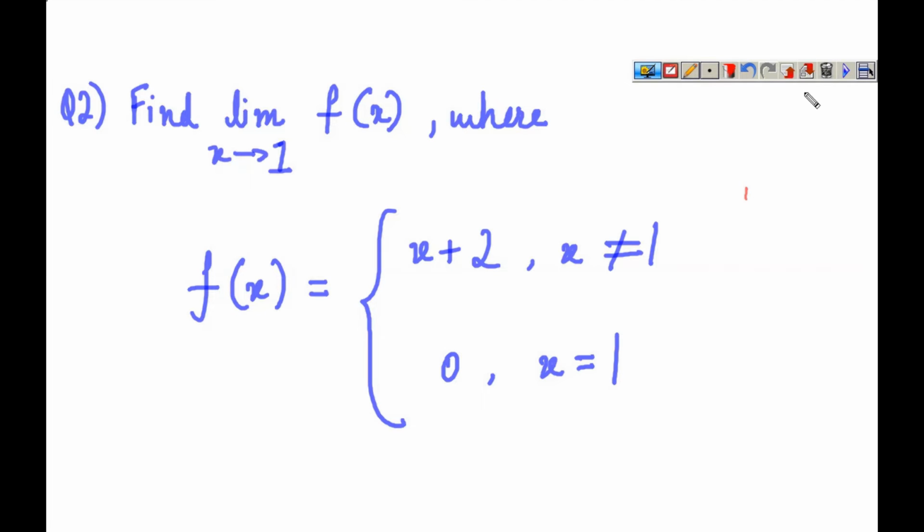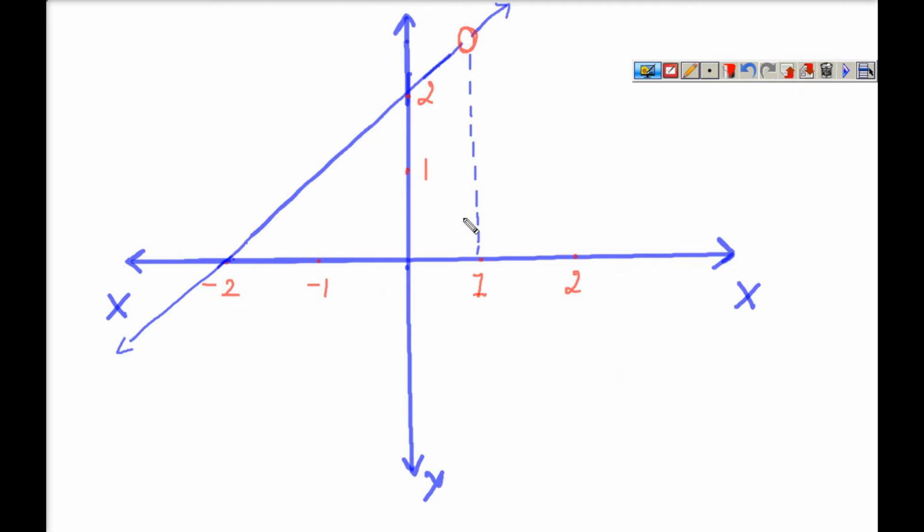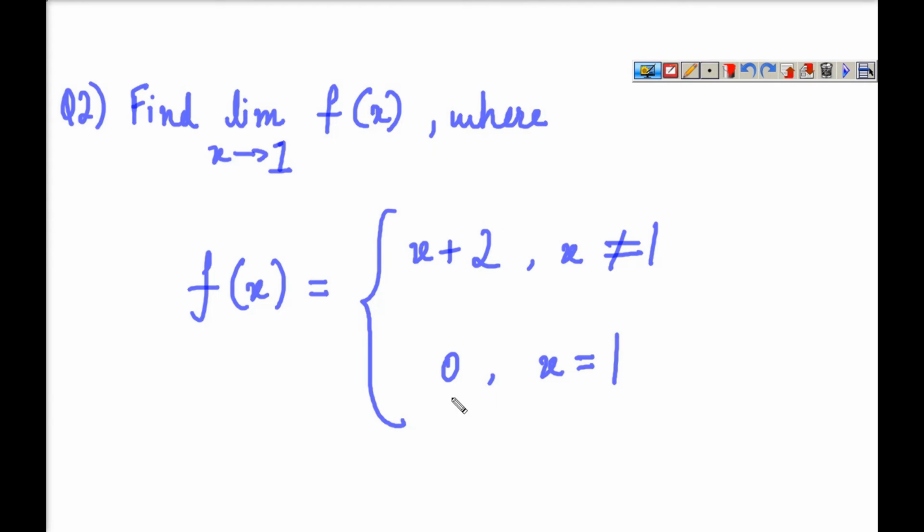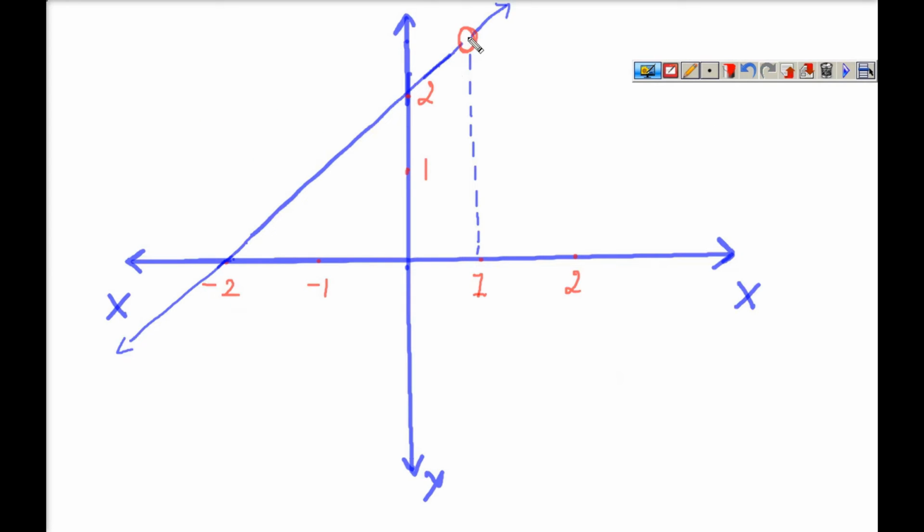So let's look at the graph of this function, how the graph should look like. The graph will look something like this. It's a little bit complicated, but still easy to understand. When x is equal to 1, the value of the function was given as 0. So that means the line is discontinuous there. It is not continuous at x equals 1. There's a gap here, and we can clearly see that gap at x equals 1.